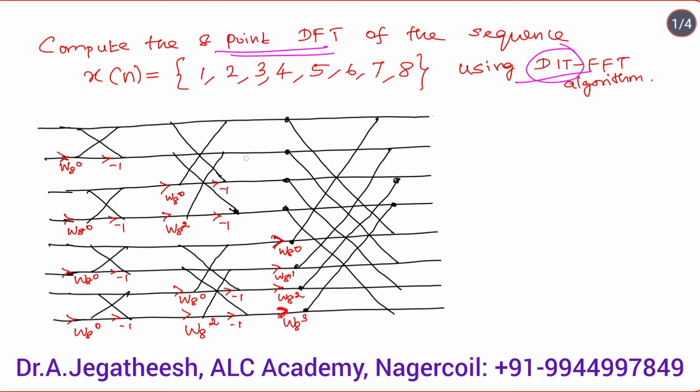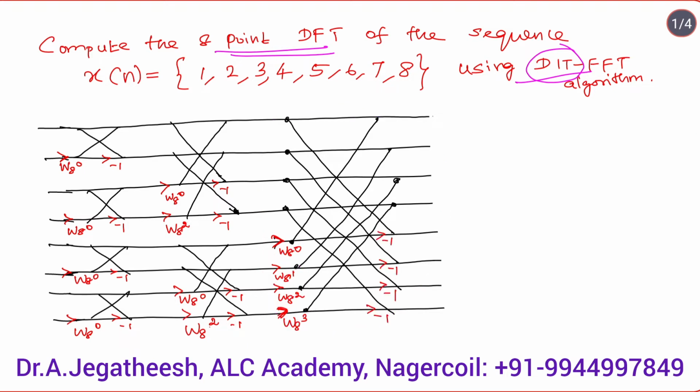In the second stage, it is like a 4-point, so we use two twiddle factors. One is W8 power 0 and another one is W8 power 2. Here also W8 power 0, W8 power 2. In the third stage, this is 8 points, so we use 4 twiddle factors, that is all the twiddle factors W8 power 0, W8 power 1, W8 power 2 and W8 power 3.